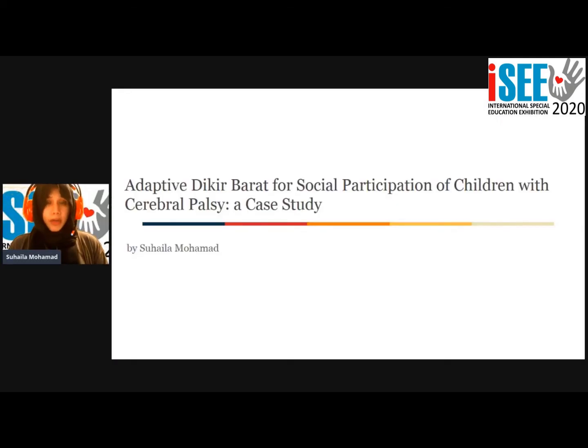Adaptive Dikir Barat for social participation of children with cerebral palsy, a case study. This case study, which was conducted with 7 children with cerebral palsy, focuses on understanding the influence of Adaptive Dikir Barat as a platform for children with cerebral palsy to make contributions to their community through social participation, exposure, and develop the necessary skills to become more familiar with general public regardless of their level of physical involvement.